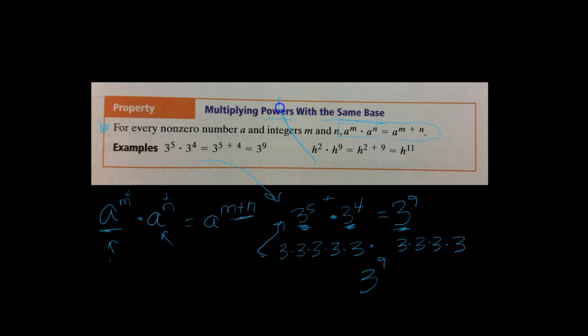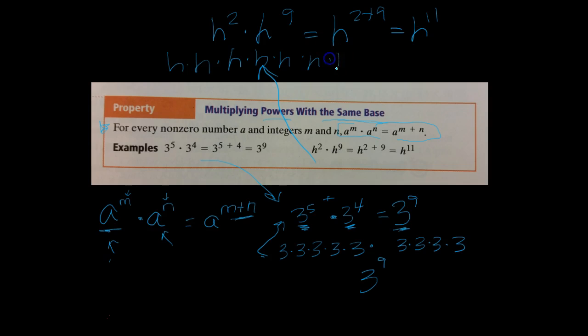So let's take a look at our second example: h squared times h to the 9th. Well, it's really h, and I add my two exponents, 2 plus 9, which gives me h to the 11th. Let's check it. H squared is h times h, then times h to the 9th. 1, 2, 3, 4, 5, 6, 7, 8, 9. Count them up. How many do we have? 1, 2, 3, 4, 5, 6, 7, 8, 9, 10, 11. It's really h to the 11th, which is what we just said. So that's going to be an important piece today.